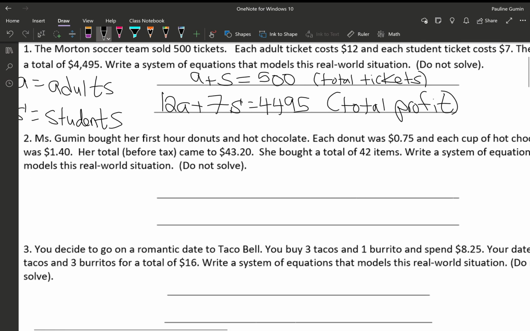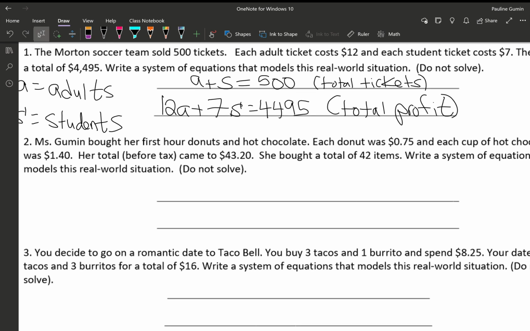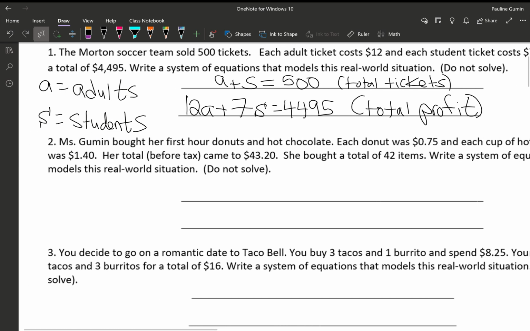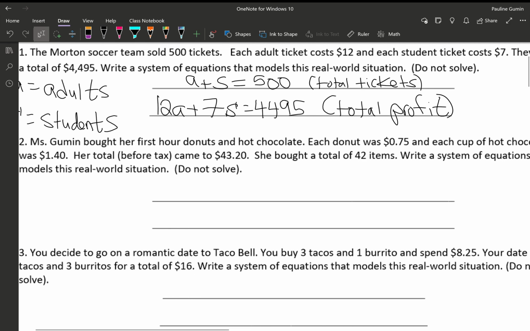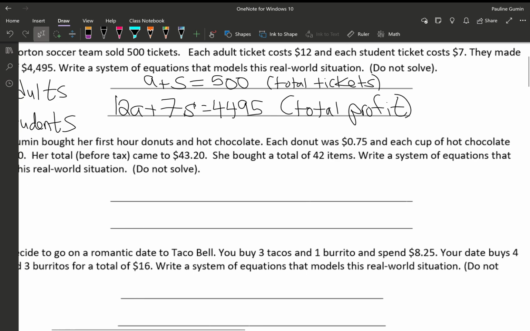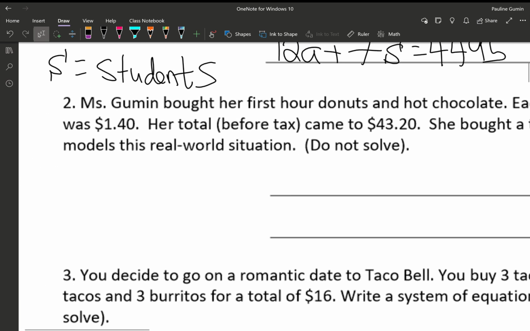Number 2, Miss Gumin, me, haha, bought her first hour's donuts and hot chocolate. Each donut was 75 cents and each cup of hot chocolate was $1.40. Her total before tax came to $43.20. She bought a total of 42 items. Let's write a system.